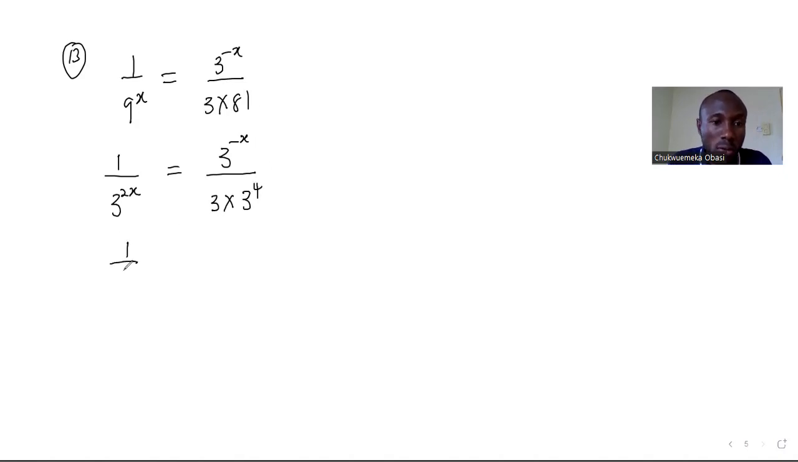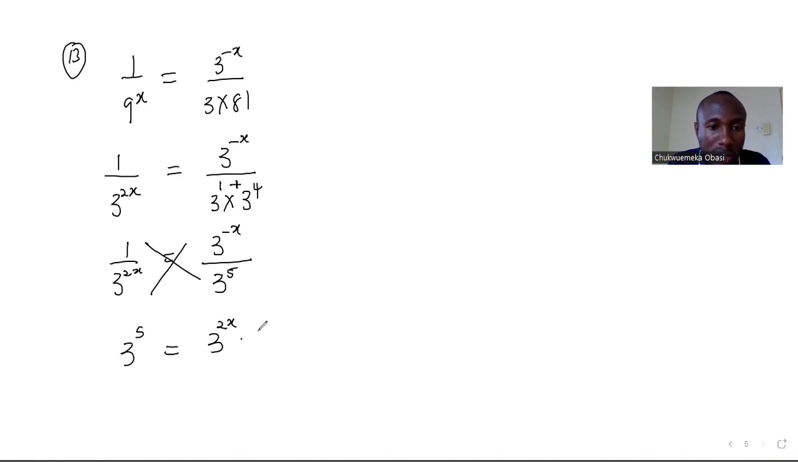So I have now 1 over 3 to the 2x is equal to 3 to the negative x over, you see this guy is having a power 1. So when you apply the law of indices, you take one of the base and you add their exponent, so you have 5, right? Then you can go ahead and simplify. You can go ahead and maybe cross multiply if you want to. But for this case, I would like to cross multiply. So if I cross multiply here, I have 3 to the power 5 is equal to 3 to the power 2x times 3 to the power minus x.